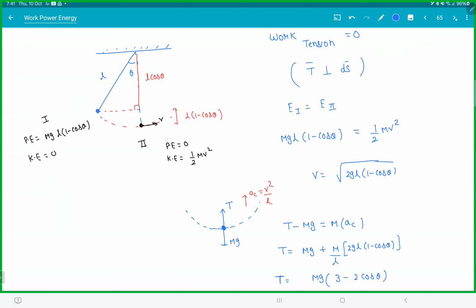Any doubts on this page? Please ask me. Confused with the energy? How did it get velocity? Why did it take tension like that? What is acceleration? Anything that you didn't understand, please ask.